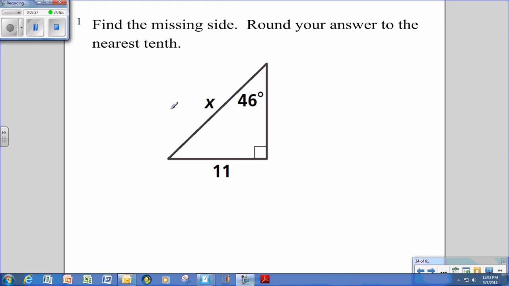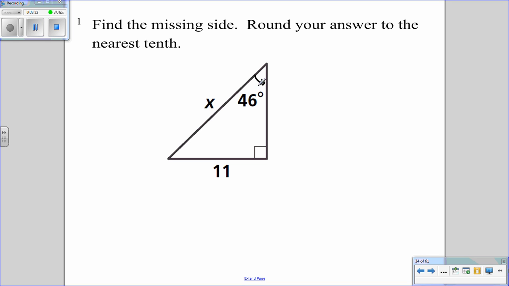Okay, here's another example. The angle we're looking at right here is 46. And what two sides are we dealing with? Let me write my acronyms up here so we can remember. SOH CAH TOA. Now I know the side across from the right angle is my hypotenuse. And this side over here is across from that angle, which would be the opposite. So which function uses the opposite and the hypotenuse? That's going to be sine.